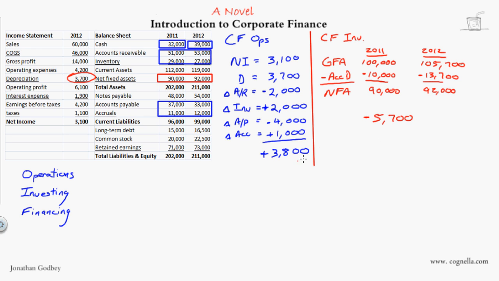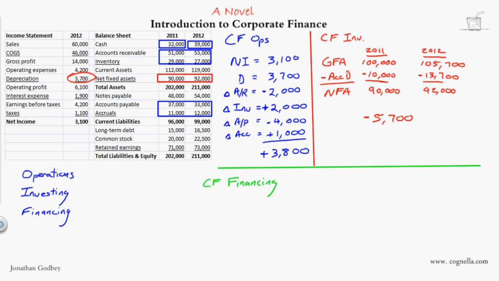So as a financial analyst, I'll look at this $3,800 in cash flow from operations and say positive, that's good. Cash flow from investing, I'm not really sure exactly. I'm going to need a little more thought into that. Just trying to give you an idea of why this stuff is important. So that's my cash flow from investing. Let's look at my cash flow from financing down here.